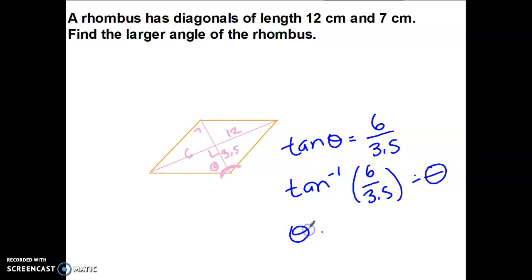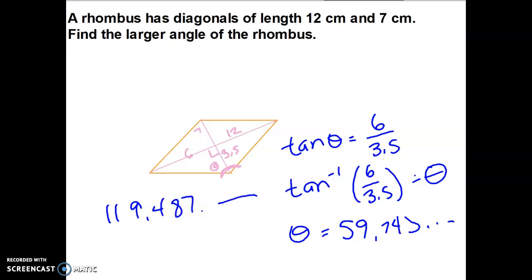All right, so my angle theta is going to be 59.743, whatever. And then to find that whole angle, the larger angle, I'm going to multiply that by 2. And so the angle that I want, 119.487, whatever. And if I round that to 3 sig figs, 119 degrees.